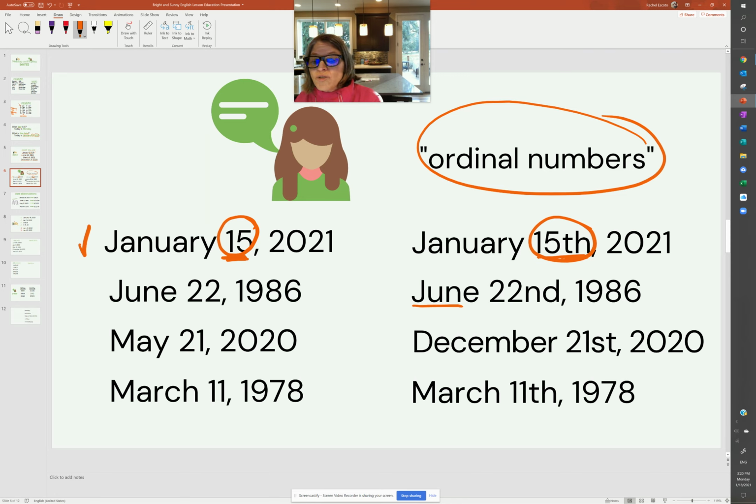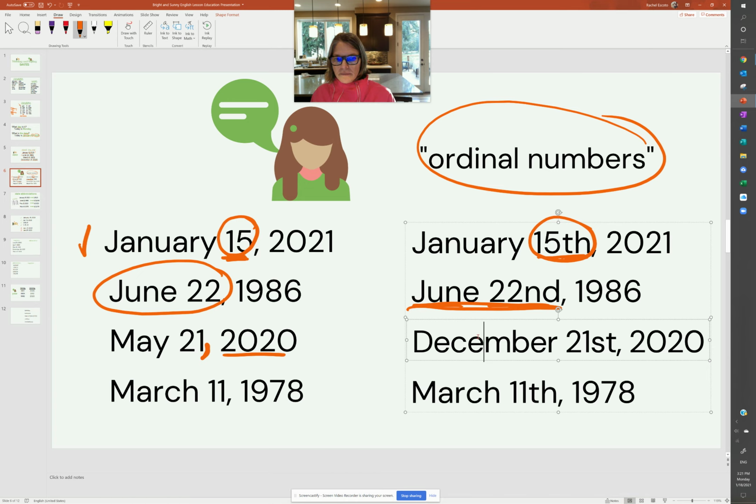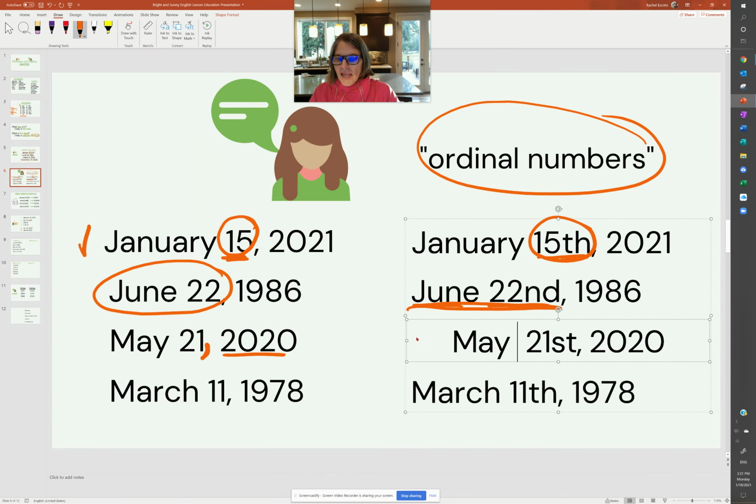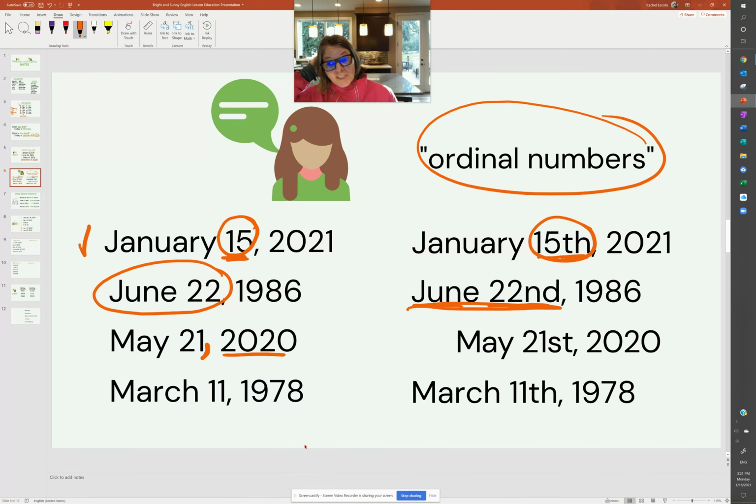We would say June 22nd, right? For June 22, we would say June 22nd, 1986. So for May 21, 2020, we would say, what happened here? This should say May 21st, 2020. May 21st, 2020. And for March 11, we would say March 11th, 1978.